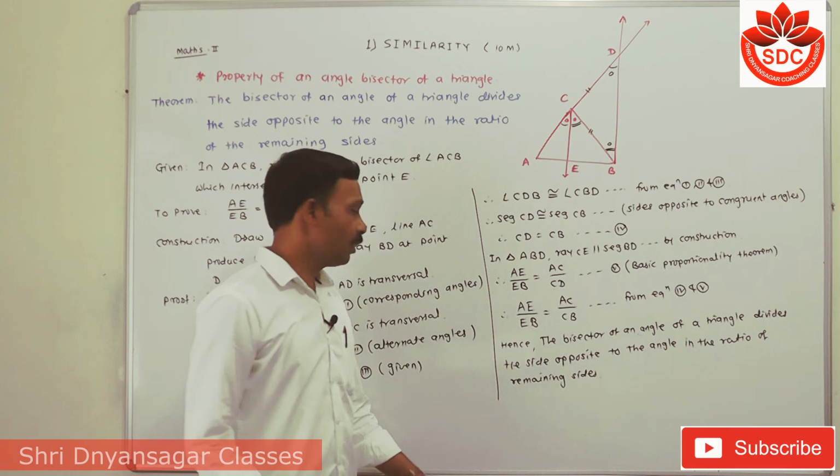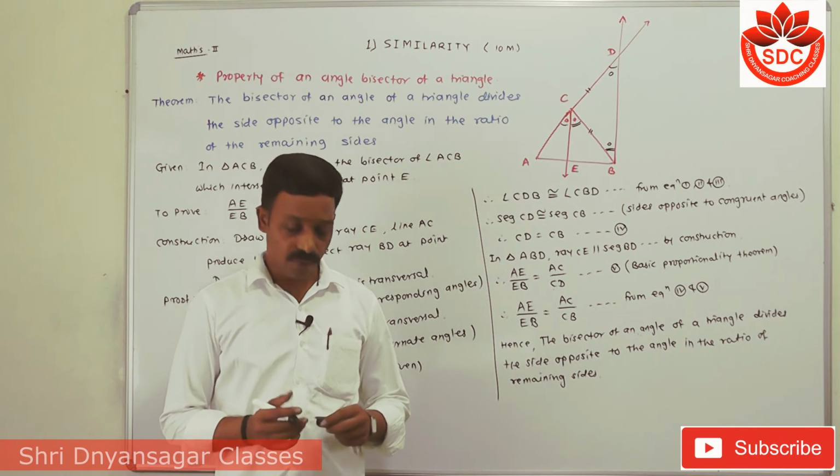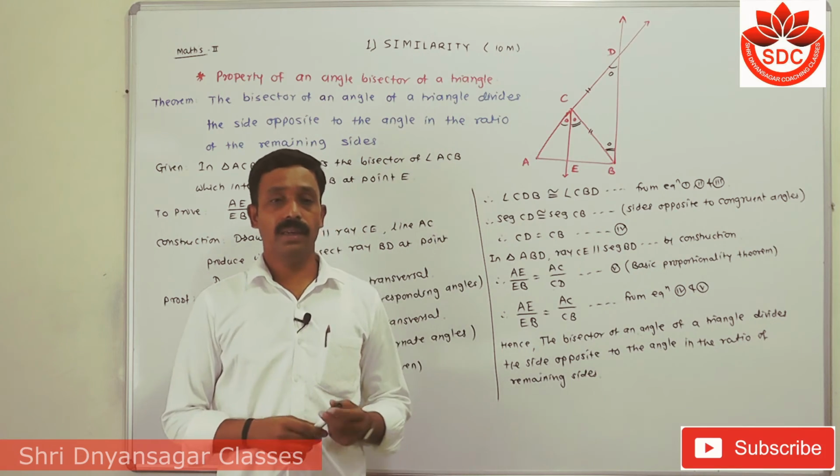Can you understand this property, or that is theorem? It is called the angle bisector theorem of a triangle. Okay, then we see the next property.